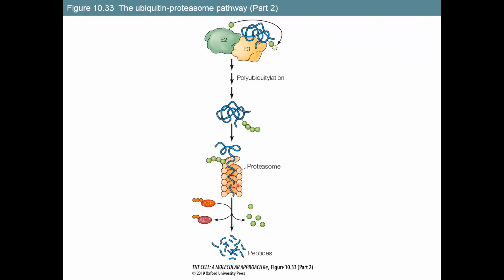I just want to point out here that it is very easy for students to confuse the proteasome with the chaperone, which is another barrel-like structure that refolds proteins. This is a barrel-like structure that destroys proteins. So just be aware that there are two different things out there, and they look very, very similar in structure.